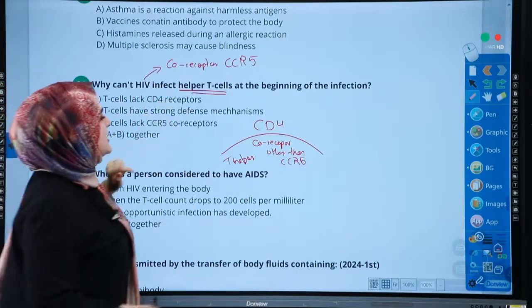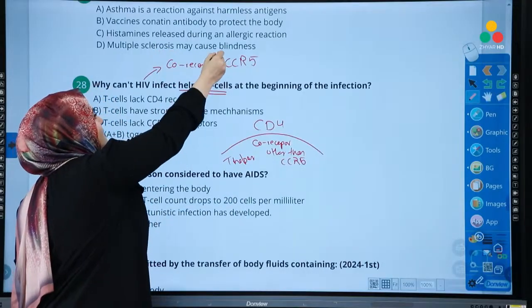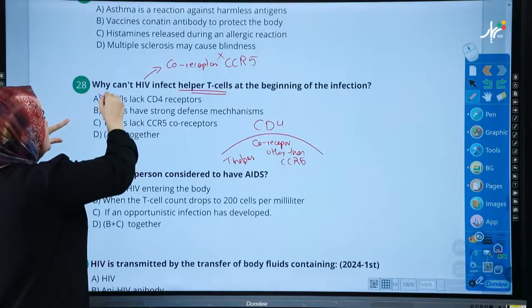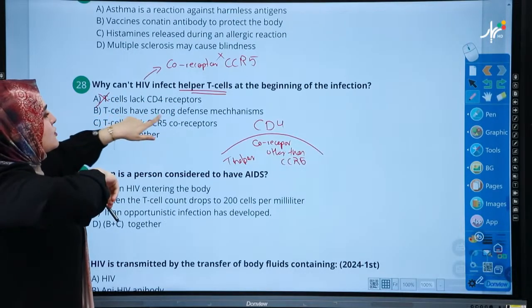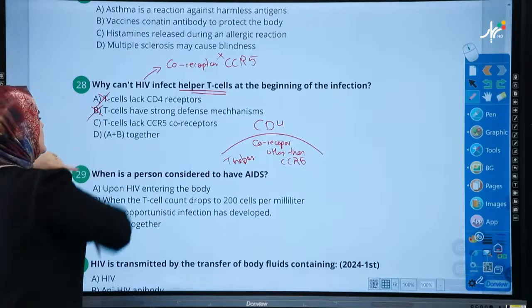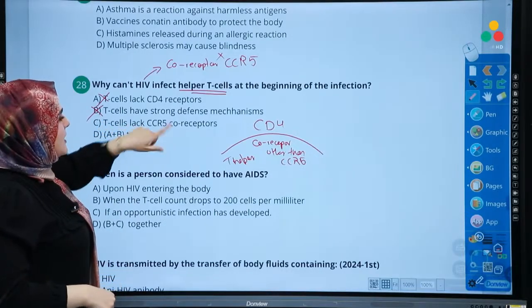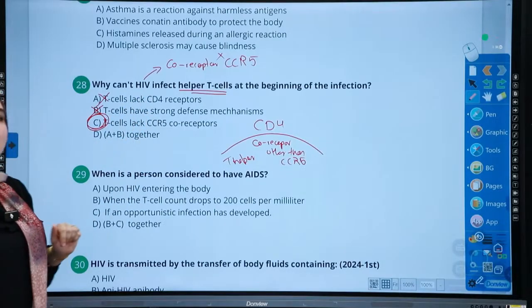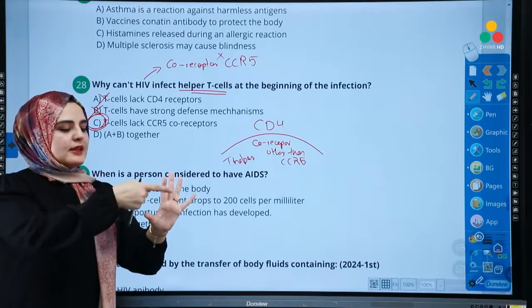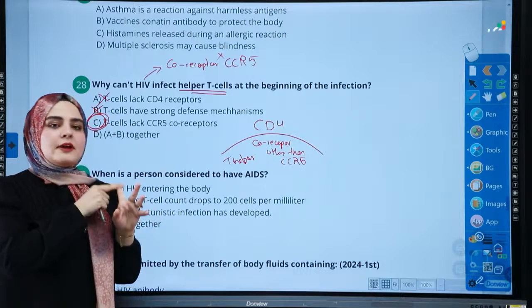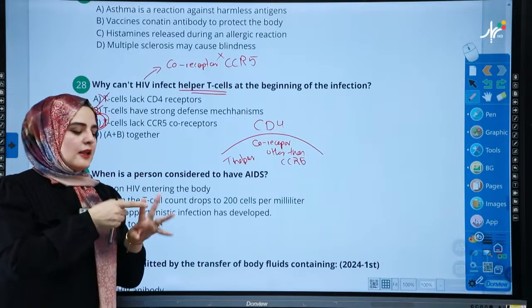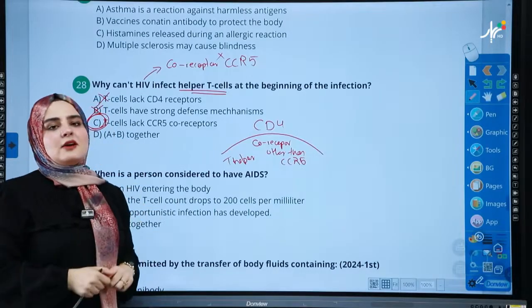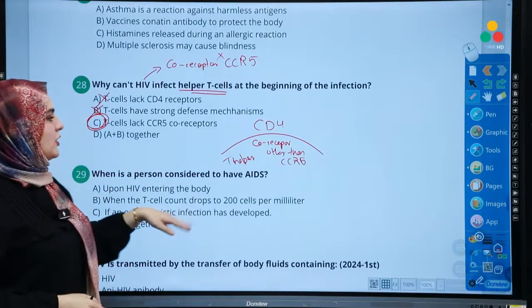Why can't it infect it? Because it doesn't have CCR5 at the beginning. Okay, T cells lack CD4. No, they do have it, so this is not the answer. T cells have strong defense mechanism. No, it has nothing to do with that. T cells lack CCR5 co-receptor. That's the correct one. Okay, they do have CD4, but they don't have CCR5. One more time. CD4 is for binding and recognizing the cell, but CCR5 is the co-receptor the virus needs to go inside the cell. Got it? Very good.